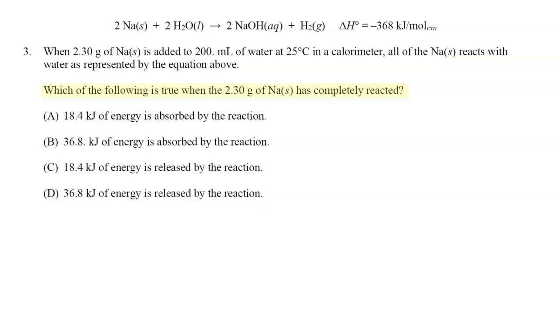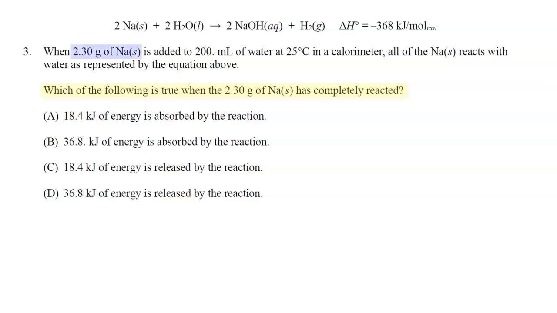And as we look through the 4 choices in this question, we can see that we'll have to decide between 18.4 kilojoules of energy or 36.8 kilojoules of energy. We also have to decide if energy is absorbed by the reaction or if energy is released by the reaction. Let's start with the quantity of sodium that we are given in this question.